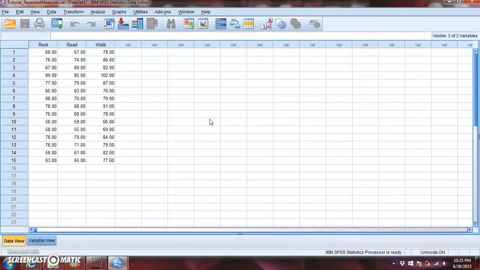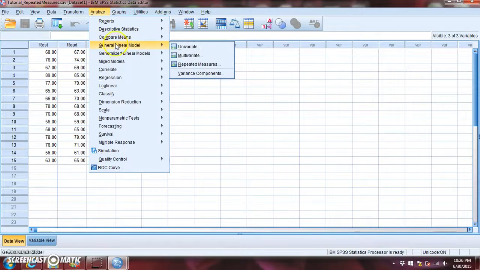So just a quick recap. I already explained these variables, but again, we're looking at heart rates for 1 minute during each of these 3 activities: resting, reading, and walking, and they were all measured from the same group of 15 participants. Now, before we start comparing means, one thing that we like to do is take a look at the means just descriptively before we run any significance tests.